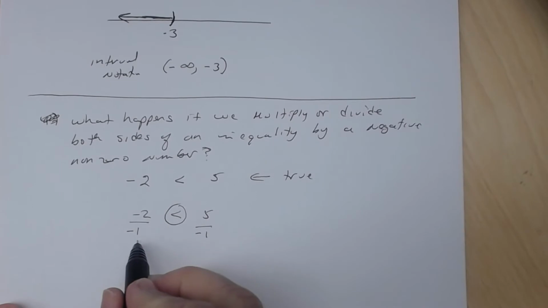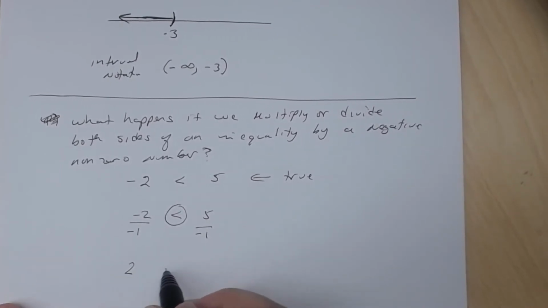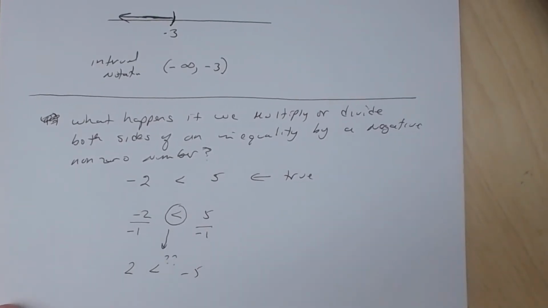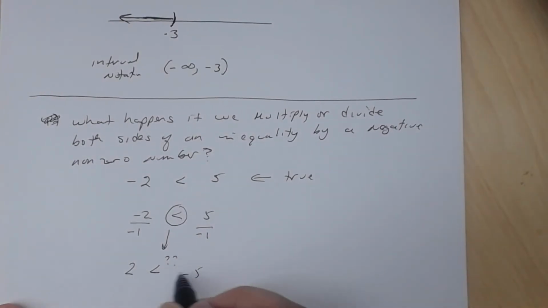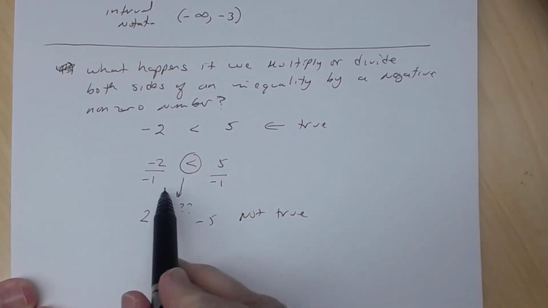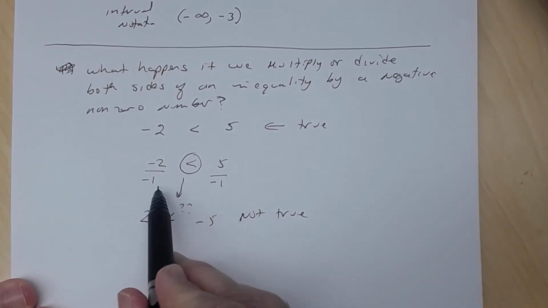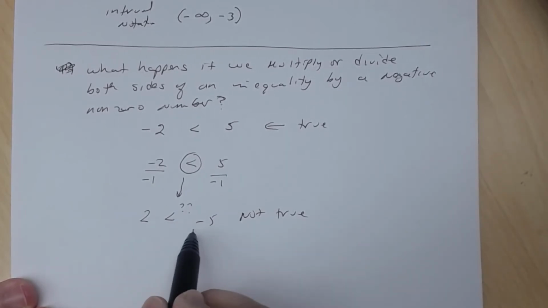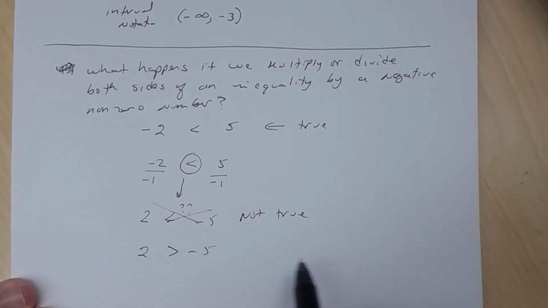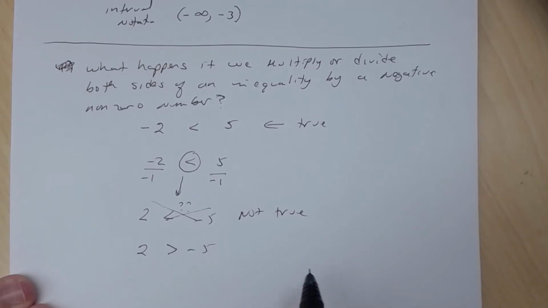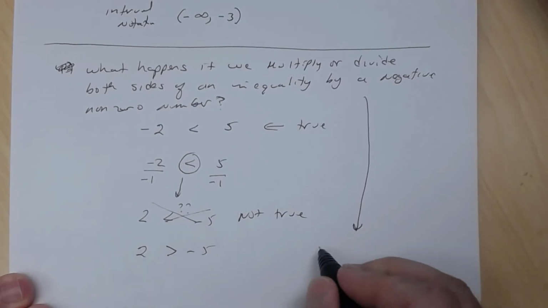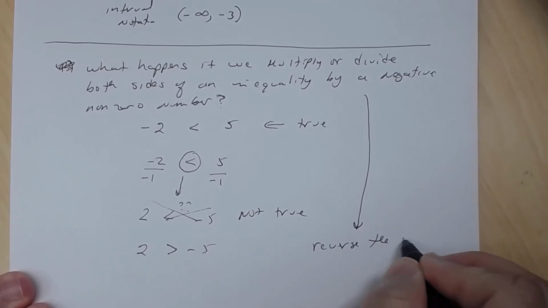So in other words, negative 2 divided by negative 1 is 2, and then 5 divided by negative 1 is negative 5. And so the question is, is that still a true statement? This right here is not a true statement. So the idea is this: when you divide or multiply both sides of an inequality by a negative number, 2 is not less than negative 5. That's not a true statement. What happens is that 2 is greater than negative 5. So when you divide or multiply both sides of an inequality by a negative number, you have to reverse the inequality symbol.